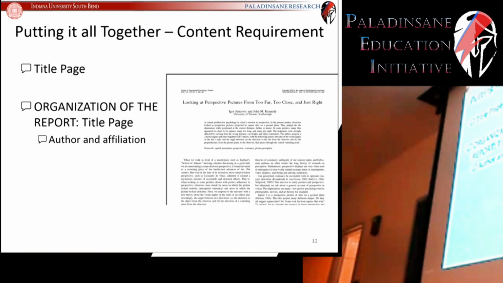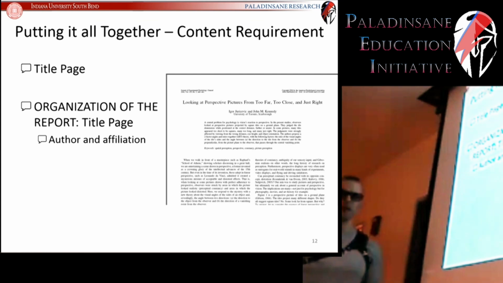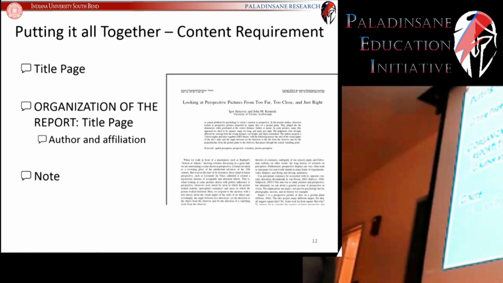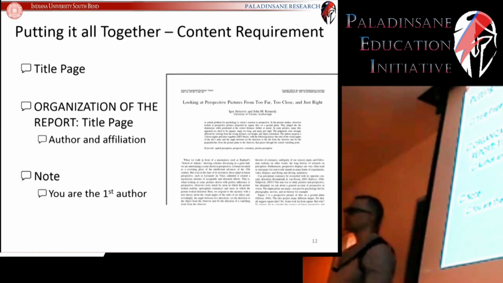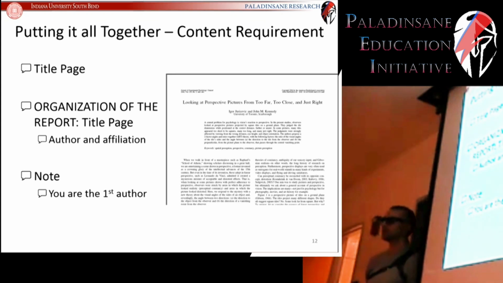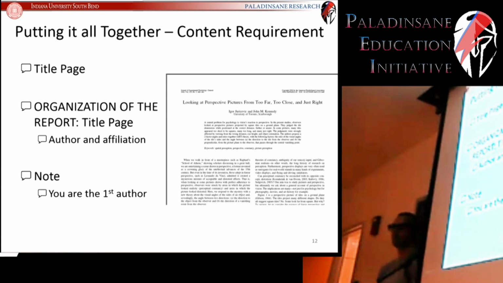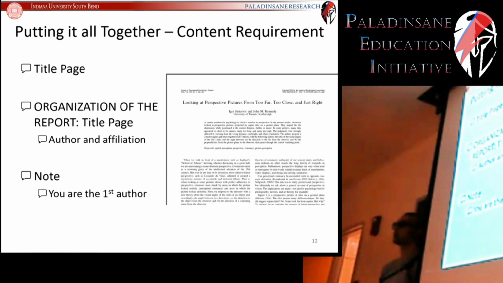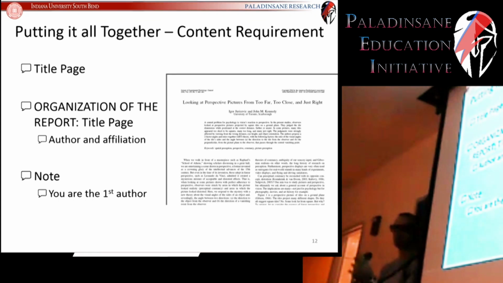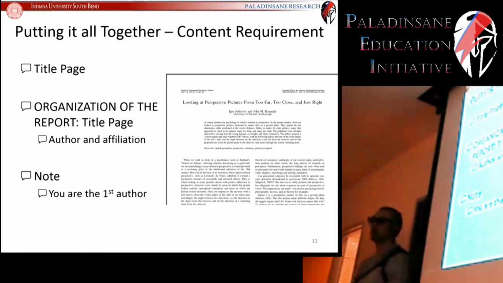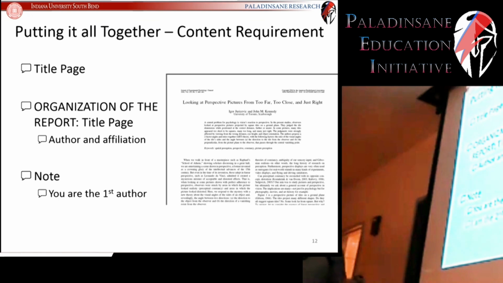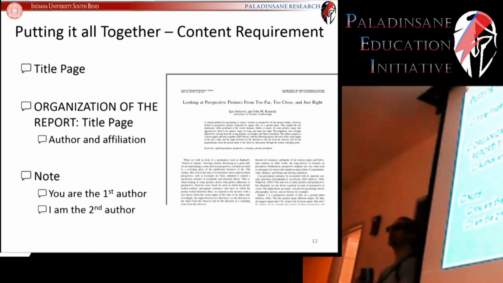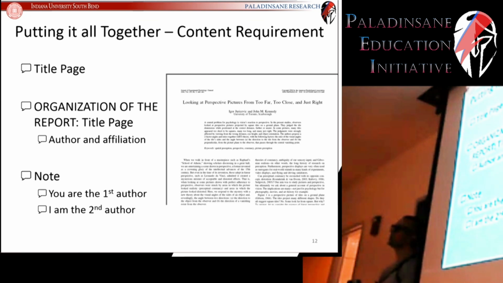On the title page, you are going to need your authors and your affiliation. So the note for this is that you are the first author. On this research paper that you are handing in, you're the first author. You have by far done the most work on the write-up of this paper, so you deserve first authorship. You've earned first authorship. I am going to be the second author on all of your papers, because I have made a substantial contribution to this research paper.